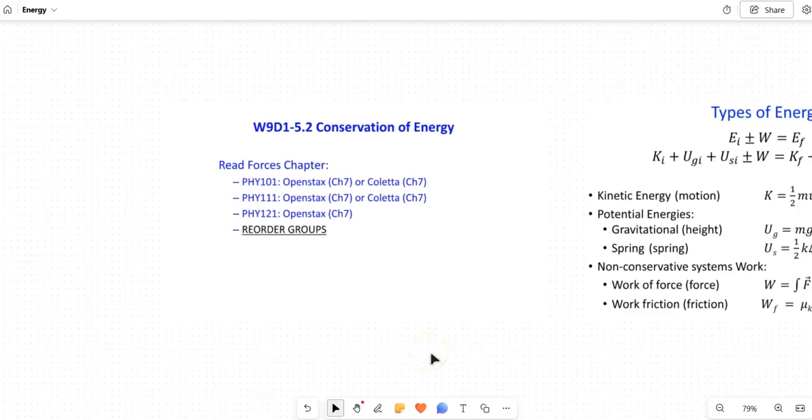Welcome everyone. We are moving on through energy and we are now at 5.2, conservation of energy. So if you haven't started reading the book, please go ahead and begin reading chapter 7 in OpenStax and Coletta.